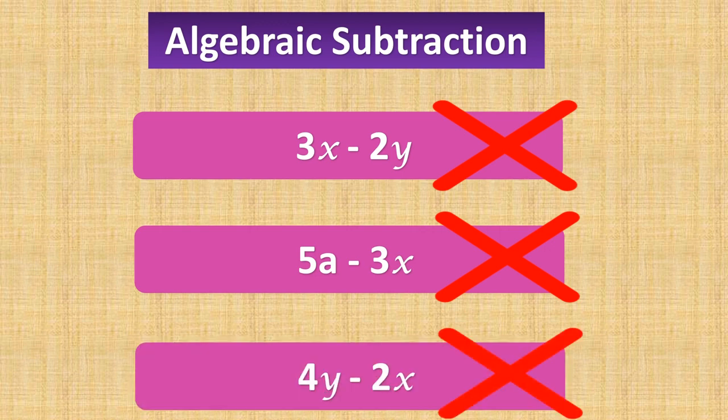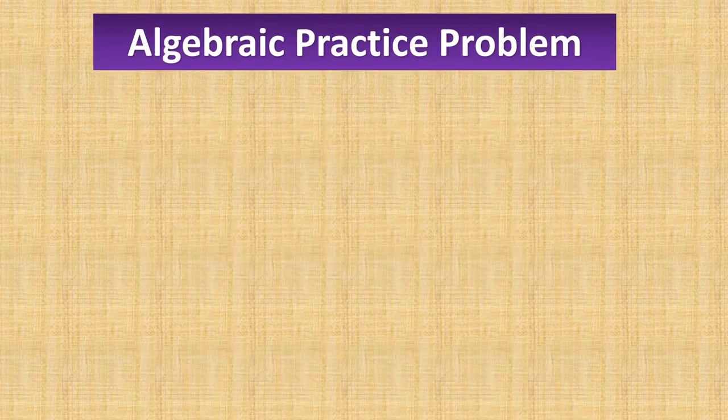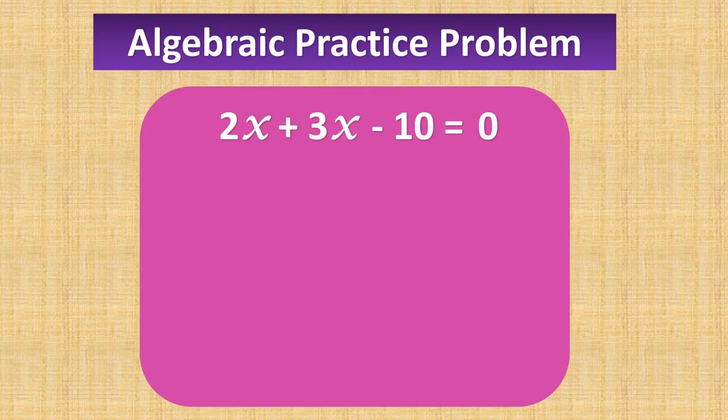Now let's quickly solve a very simple algebraic problem. Let's say we have an equation 2x plus 3x minus 10 equals 0. In this equation, the variable is x, and whenever there's a variable in an equation, you have to find the value of that variable. So in this equation, we will try to find the value of variable x.